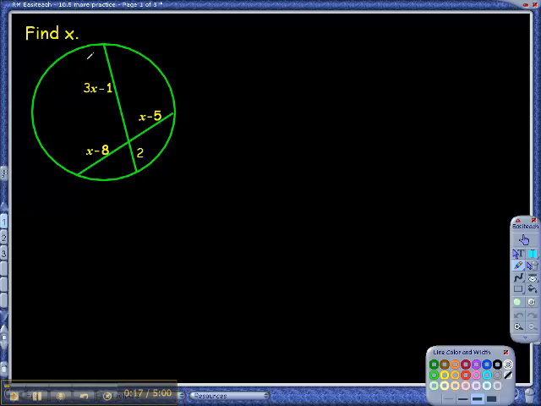The first example that I have up here, you're going to notice that we've got two chords that are intersecting inside of the circle. And again, when that happens, we know that it's dividing these chords into parts, and the product of the lengths of one chord should equal the product of the lengths of the other chord. So we can write our equation here to say that 2 times our 3x minus 1 should equal the product of these two parts, so our x minus 8 times x minus 5.